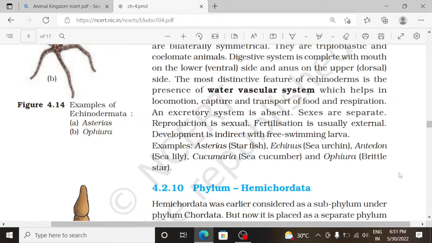An excretory system is absent. Sexes are separate. Reproduction is sexual. Fertilization is usually external. Development is indirect with free-swimming larvae. Examples: Asterias, starfish; Echinus, sea urchin; Antedon, sea lily; Cucumaria, sea cucumber; Ophiura, a brittle star.